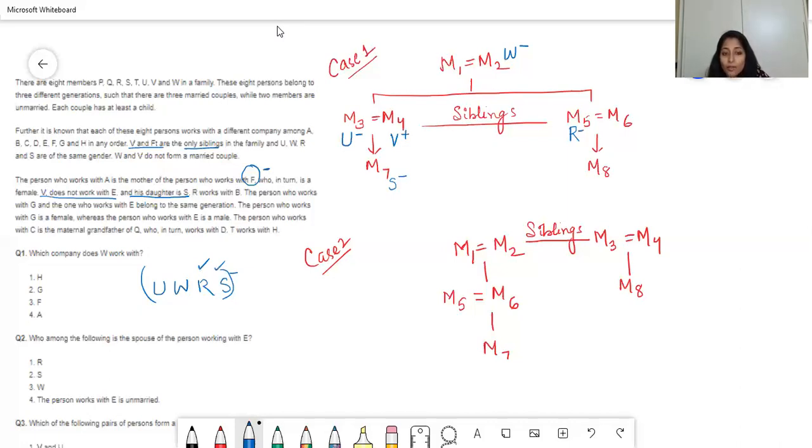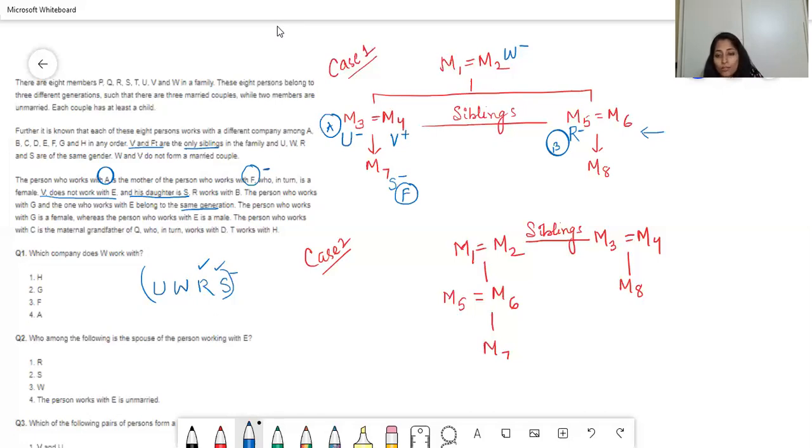Moving forward, R works with B. It means B company is associated with R. The person who works with G and the one who works with E belong to the same generation. Now, this is the only line we can see here where we can associate 2 companies, G and E, because they are of the same generation, first thing. And second thing, we can allot the companies to S and U because they said A mother and F daughter. So here S is working with company F and U is working with company A.